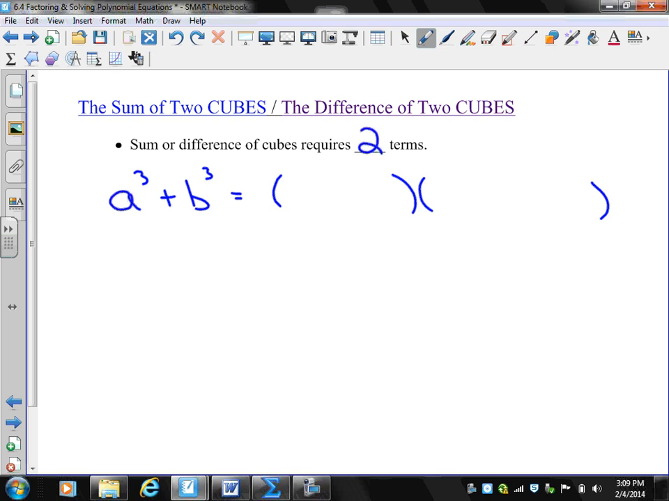So I'm going to look at my first term, and I'm going to take the cube root of that. Well, the cube root of a cubed is a. That's going to be my first term in my first parentheses. Likewise, I'm going to take the cube root of my second term, and that's going to be my second term in the first parentheses. Notice how these signs are the same, plus and plus.